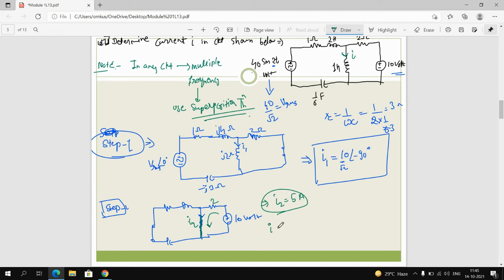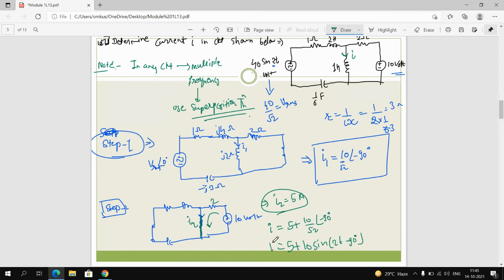So what is the value of I? It is the sum of these two currents, which is nothing but 5 plus 10 by root 2 at an angle of -90 degrees. Replace this value in terms of sine omega t also. When you replace it, this is nothing but 10 sine 2t minus 90 degrees.